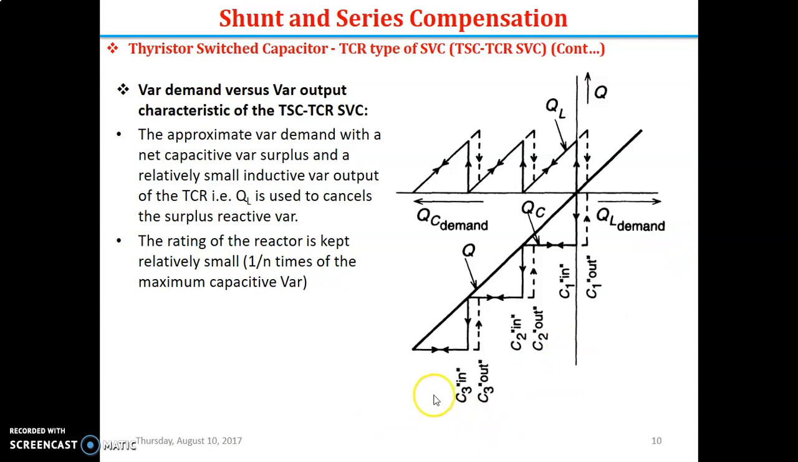Here if 3 units are used, then we will get this much of maximum capacitive VAR. So this maximum capacitive VAR divided by the number of capacitor units will give the rating of one capacitor unit. So the rating of one capacitor unit should be equal to the rating of this one inductor unit, and this inductor unit rating should be quite larger than this capacitor unit rating to ensure that there should be some phase difference or time difference between the switching in and switching out.